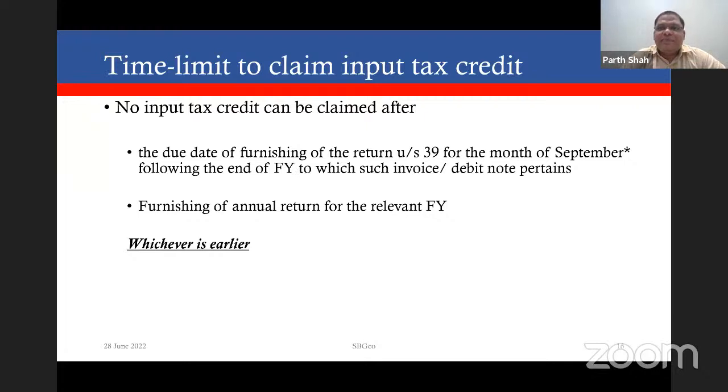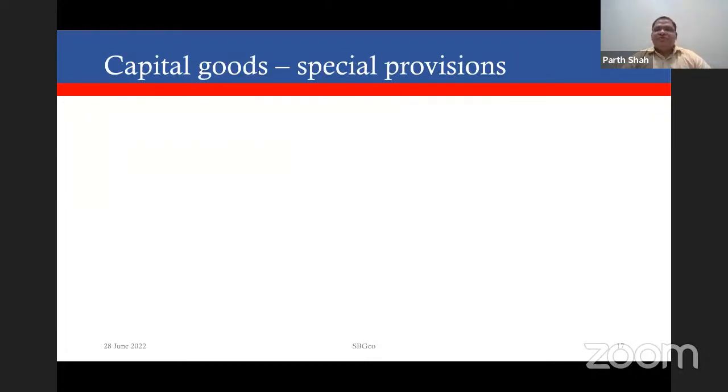Are you with me? Same applies for debit note also. The date on which the document is issued, be it invoice or debit note, before 20th October of the next financial year, you should claim the input tax credit. Okay. This takes me to the last part of today's discussion.